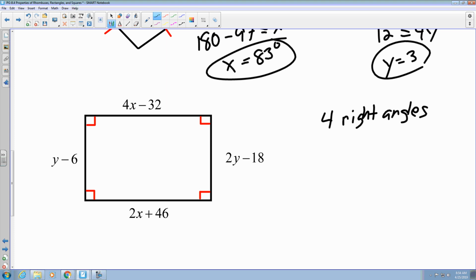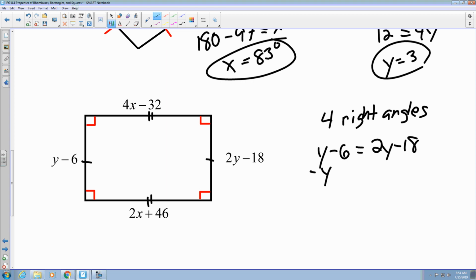So what we've got to do is go about solving them and then see what those measurements actually are to make that conclusion. We know that this side and this side will be the same, and this side and this side will be the same. So let's solve x and y first before we make our decision on what classification of quadrilateral it may be. First off, I can take finding y. So y minus 6 is going to be equal to 2y minus 18.